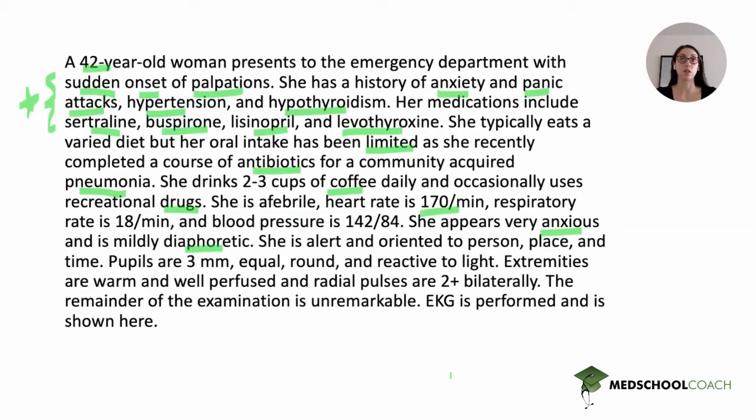They might just tell you that the liver span was palpable 1 centimeter below the right costal margin. So you have to know whether or not that's a normal finding. So definitely pay attention to these findings, and just because they tell you the actual number itself doesn't mean it's abnormal. Extremities are warm and well perfused, and radial pulses are 2 plus bilaterally. Same with pulses, same with reflexes, all these numbers they give you, you should know what the normal range is. The remainder of the examination is unremarkable.